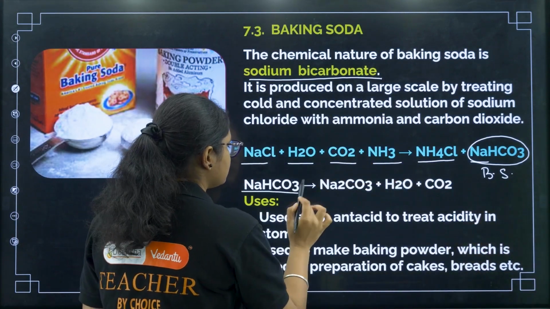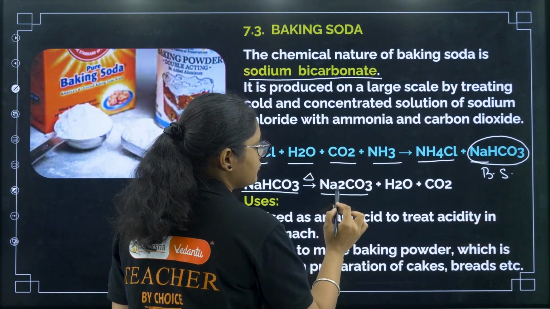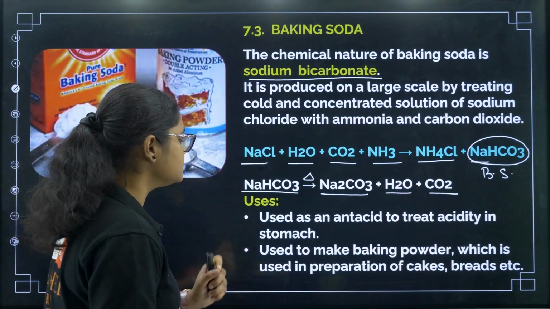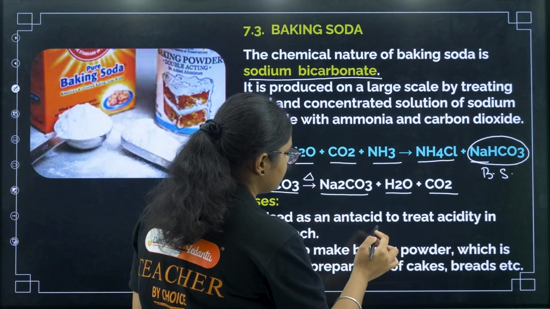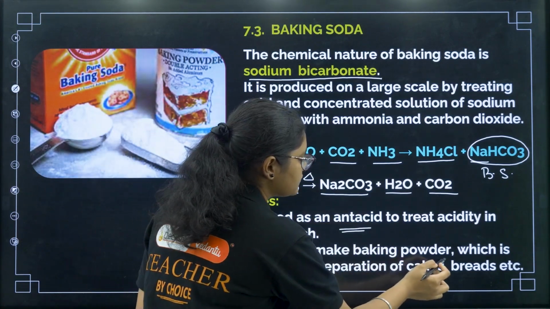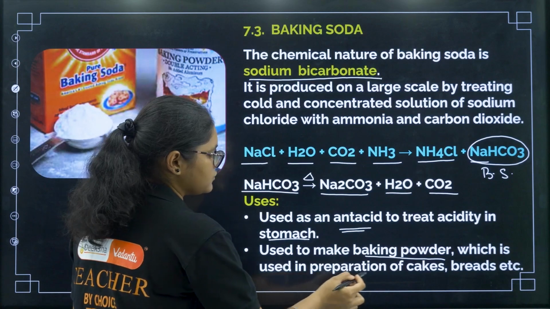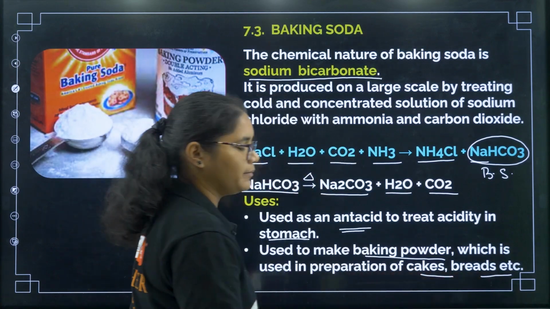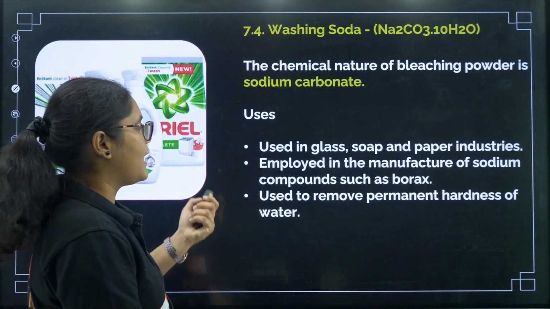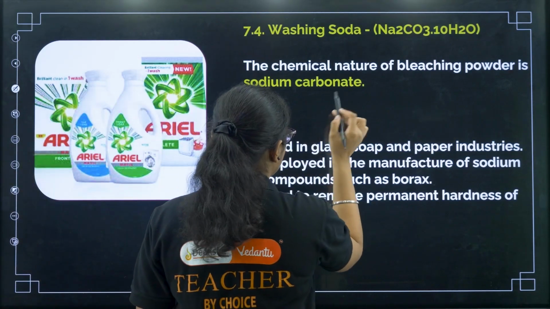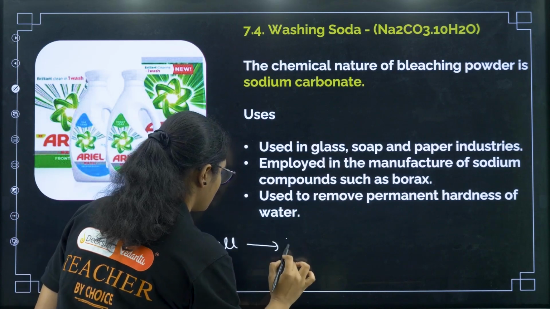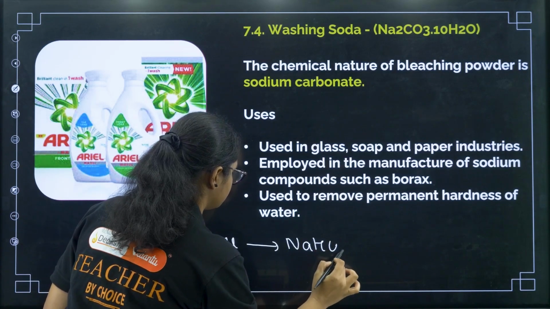Now this NaHCO3, when you heat it, decomposes to give you Na2CO3, water and carbon dioxide, okay. Here baking soda can be used as an antacid to treat acidity in the stomach, okay. It is used to make baking powder, which is used in the preparation of cakes and bread, etc., okay. Next one is your washing soda, and if you remember from the previous, from NaCl we got NaHCO3, that is your baking soda.